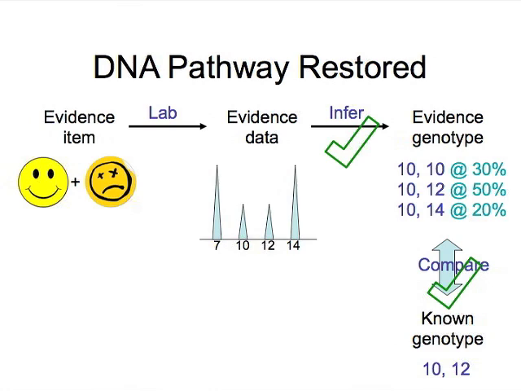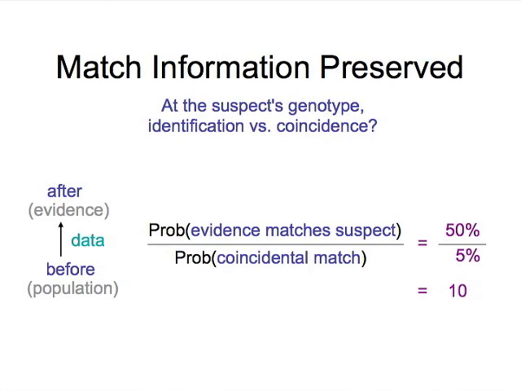But once you have an evidence genotype, which in this case is known up to probability, a comparison can get made to a known genotype. And the result is that using likelihood ratios, you can preserve the match information. The reason why is that the data is still updating your information about to what extent there's an identification.